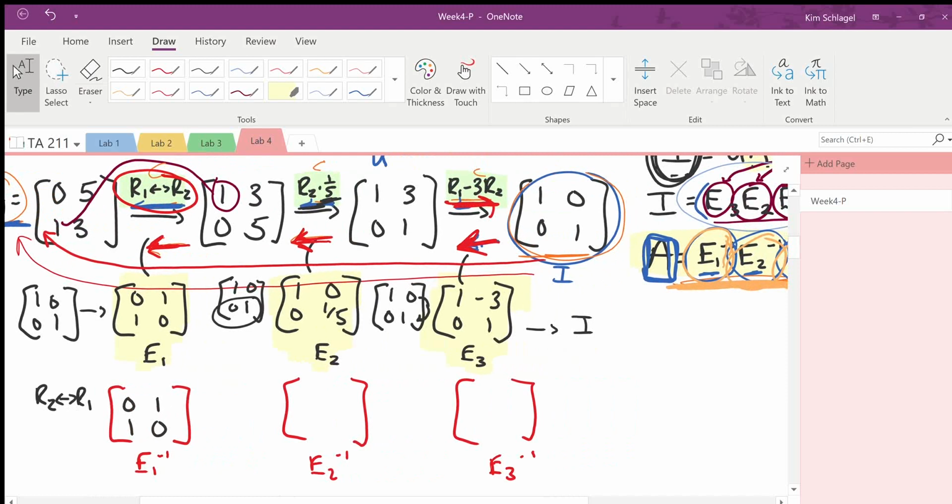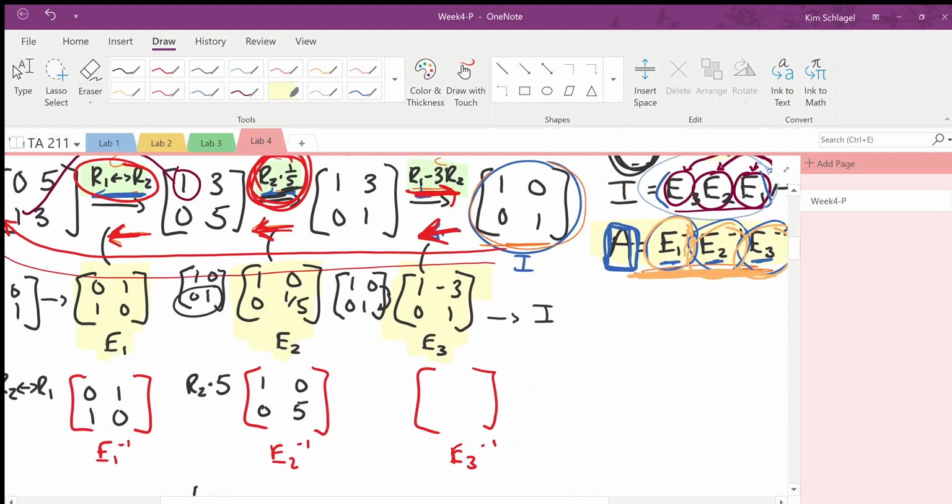But for our E2 inverse here, let's think about what's the opposite of multiplying something by 1/5. Well, the opposite of multiplying something by 1/5 is multiplying it by 5. So in this case, our opposite action is going to be row 2 times 5. So we have 1, 0, 0, 5. That's what we end up with.